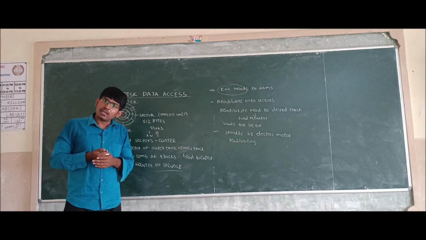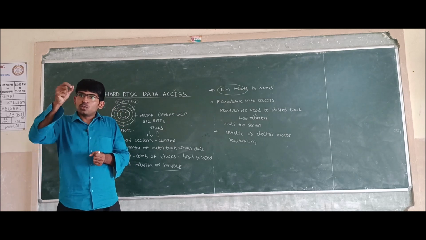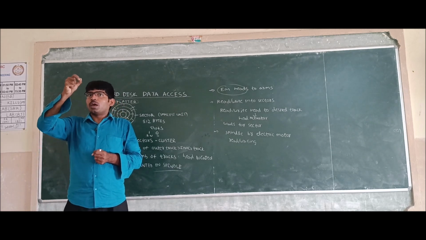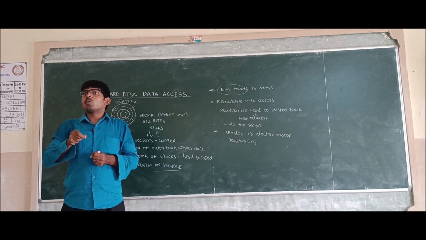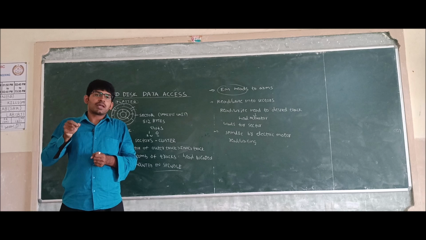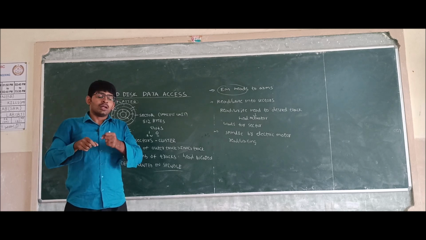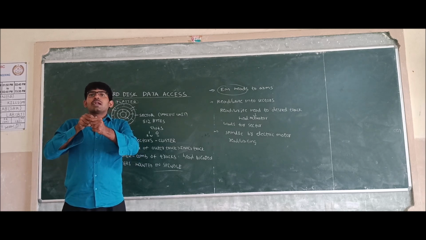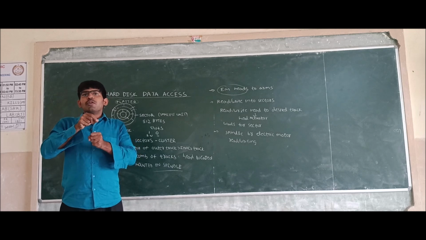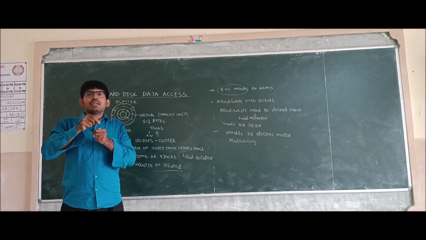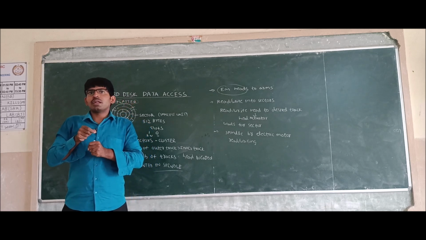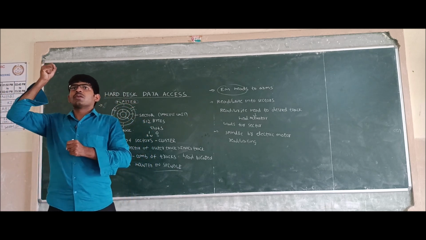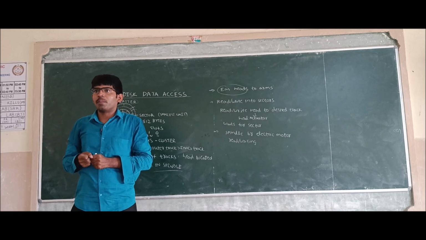How will the reading or writing happen? By using a head. We place this head at a particular sector. It is not possible to place it at a particular sector. We can place it at a particular track. So we place it at a particular track. It is rotating. When the sector comes under it, at that time it will write. When the sector comes under it, at that time it will read. So that's how read or write will happen.